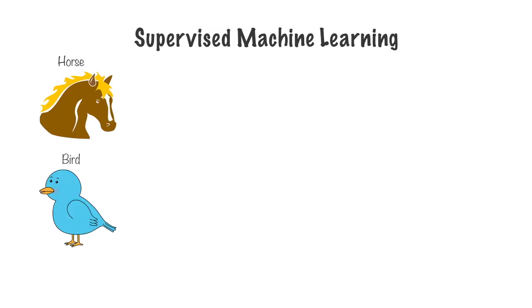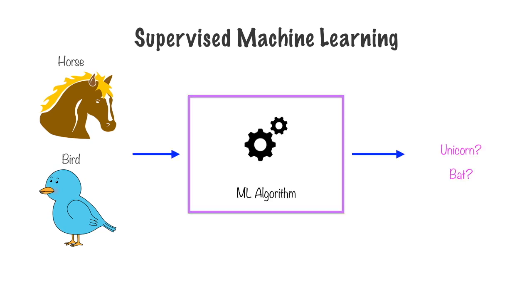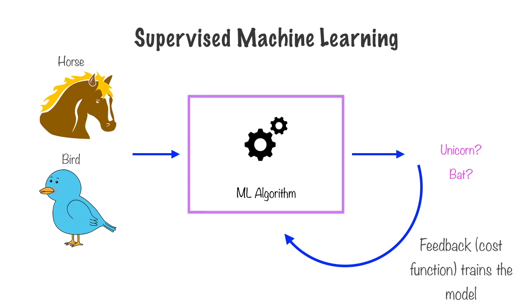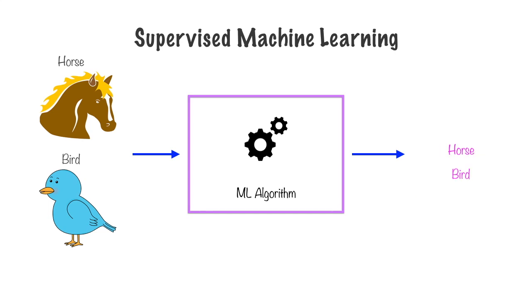Let's say you had an image classification problem. You have the image of a bird and the image of a horse, and you feed it to a machine learning algorithm that is a supervised learning technique. And let's say the original predictions on these images were that it's a unicorn and a bat. We know that's not correct. This results in feedback to the model in terms of the cost function. This is what trains our machine learning model till finally it is able to predict that this is a horse and a bird.